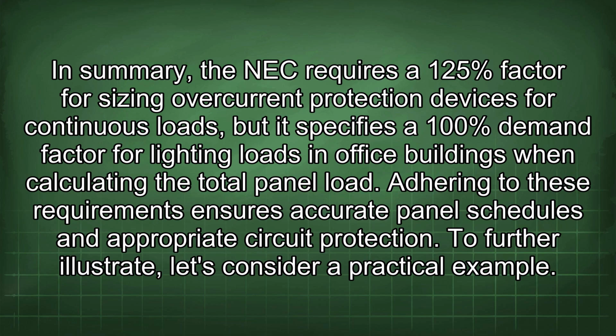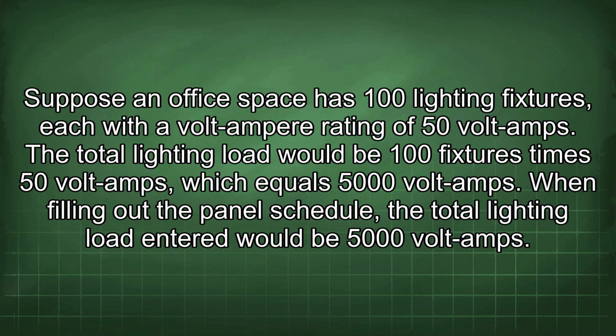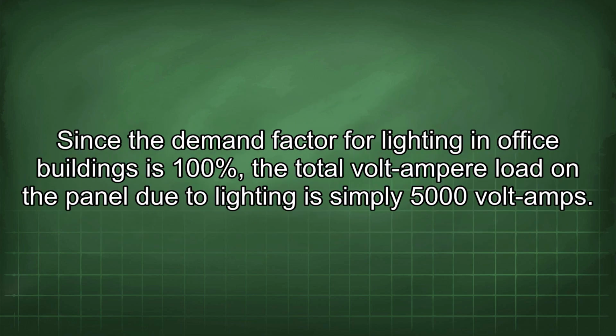To further illustrate, let's consider a practical example. Suppose an office space has 100 lighting fixtures, each with a volt-ampere rating of 50 volt-amps. The total lighting load would be 100 fixtures times 50 volt-amps, which equals 5000 volt-amps. When filling out the panel schedule, the total lighting load entered would be 5000 volt-amps. Since the demand factor for lighting in office buildings is 100%, the total volt-ampere load in the panel due to lighting is simply 5000 volt-amps.